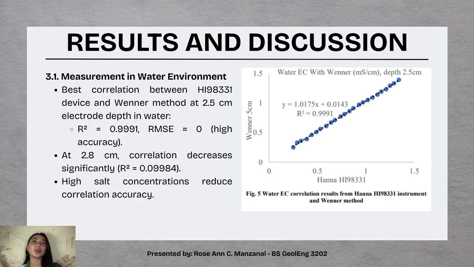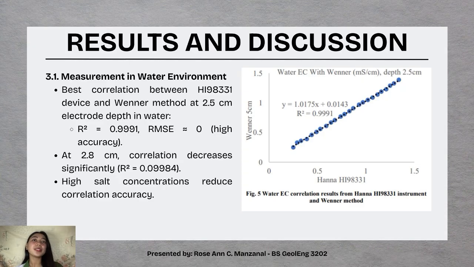The researchers began by testing in a controlled water environment. The results showed that using the Wenner electrode system at a shallow depth of 2.5 cm gave the best correlation with the HANNA HI 98331 device, and in this case the R-squared value was extremely high, R² = 0.991, with a root mean square error nearly equal to 0. This suggests excellent agreement between the two methods under ideal homogeneous conditions.